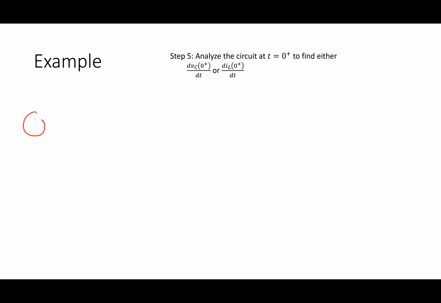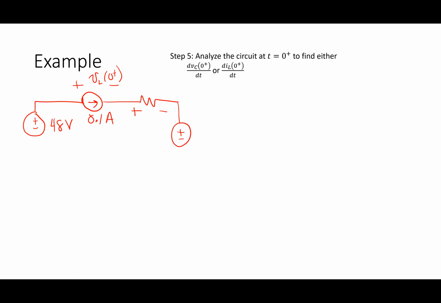So I had a 48 volt source. I had a 0.1 amp current source. This is VL of 0 plus. I don't know what that is, but I know this is a 0.1 amp current source. I have my resistor, and then I have 10 volts. So how should I solve for the voltage across that inductor? How should I solve for VL of 0 plus?